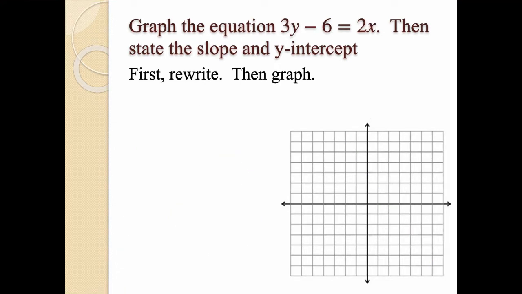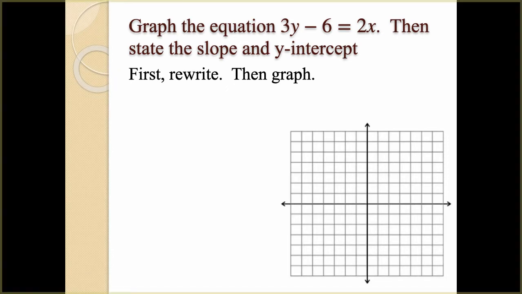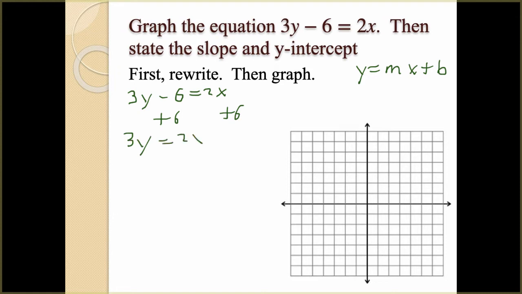Here's graph the equation 3y minus 6 equals 2x, then state the slope and y-intercept. So like it says here, first rewrite and then graph. So again, I need to get my y by itself. I'm going to rewrite my equation. And again, remember, we want to get in the form y equals mx plus b. So we're going to add 6 to both sides. We get 3y equals 2x plus 6. And divide every term by 3. We get y equals 2/3 x plus 2.